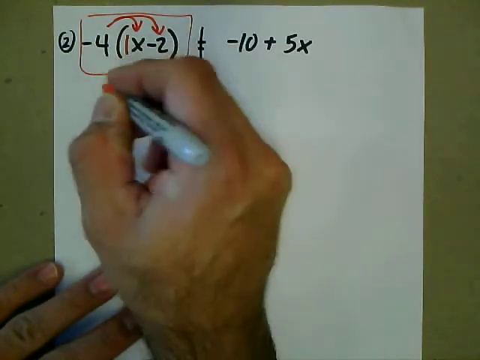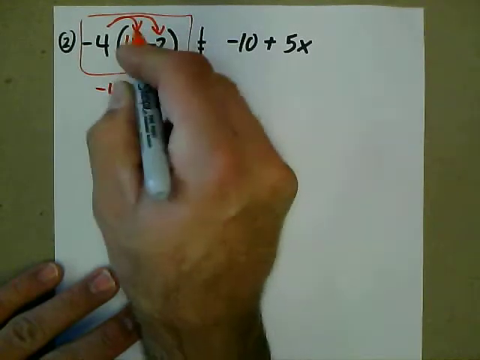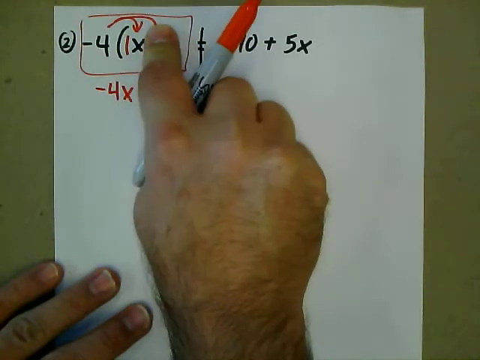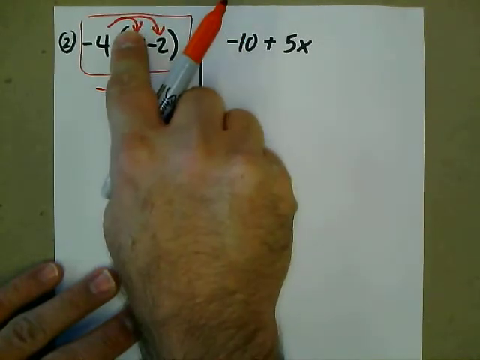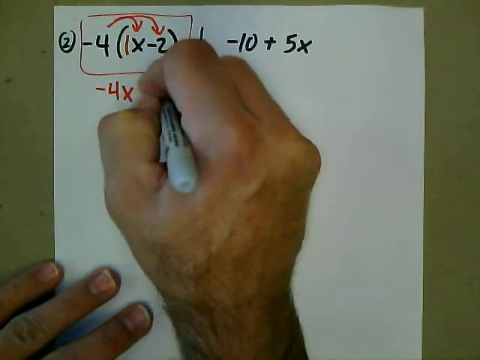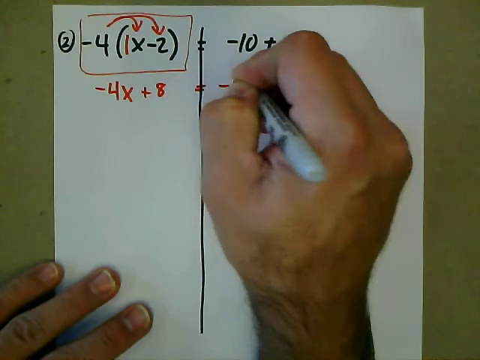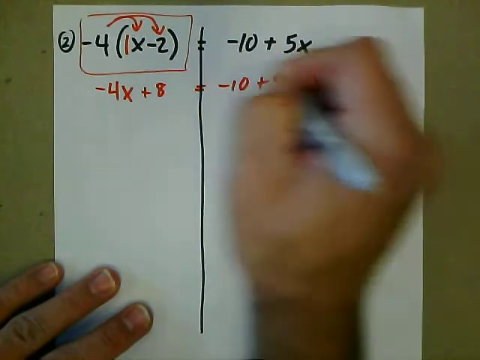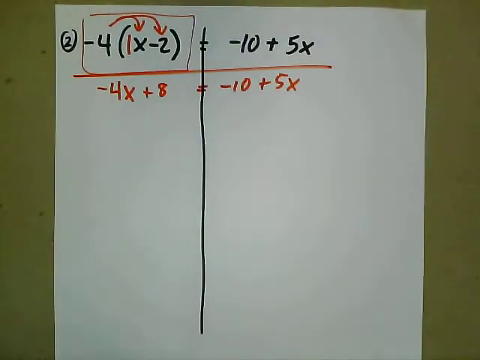So negative 4 times 1 is negative 4. It has an x with it, so I keep the x. Then I'm going to do this one, negative 4 times negative 2, and that gives me 8. Bring down the equals, bring down the negative 10 plus 5x. And I have a whole new problem that I want to deal with.